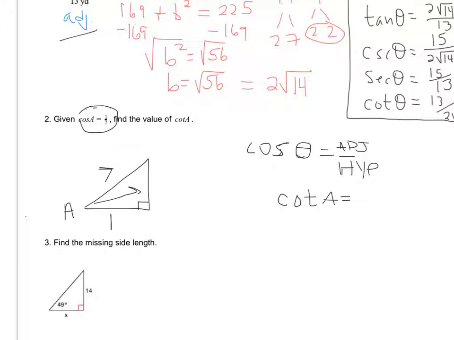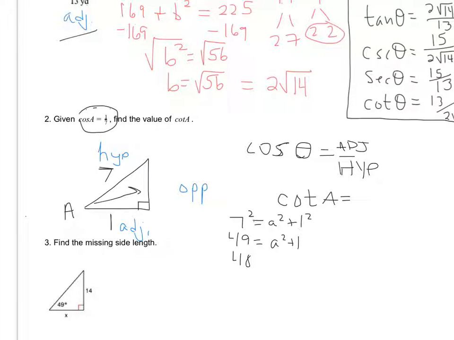So far we know this is the hypotenuse and this is the adjacent, but we don't know the opposite side. So again, we'll have to use the Pythagorean theorem to find that missing side. So we know 7 squared equals a squared plus b squared, which is 1 squared. So that'd be 49 equals a squared plus 1.